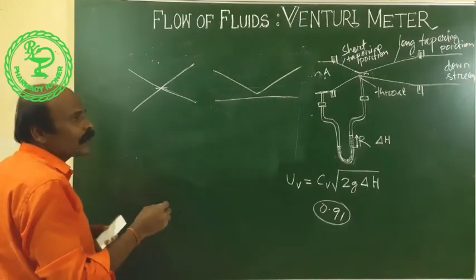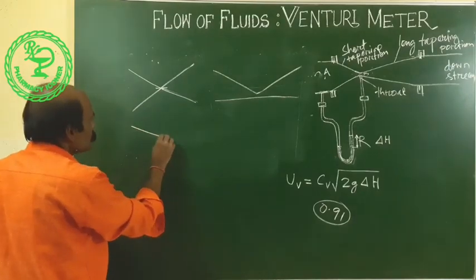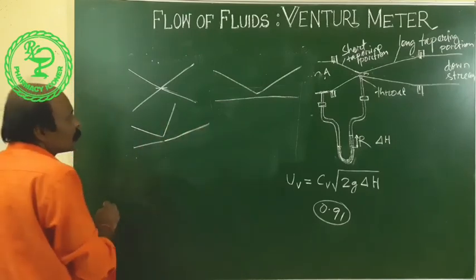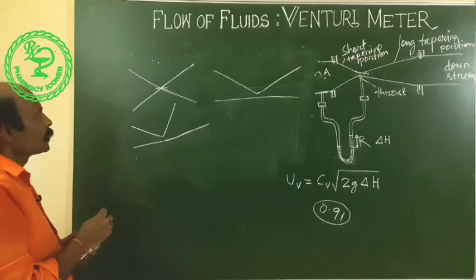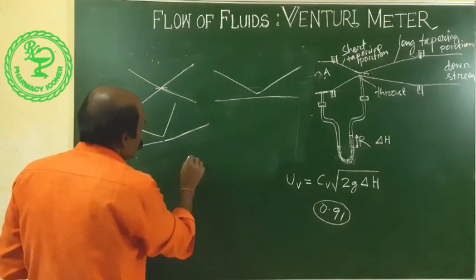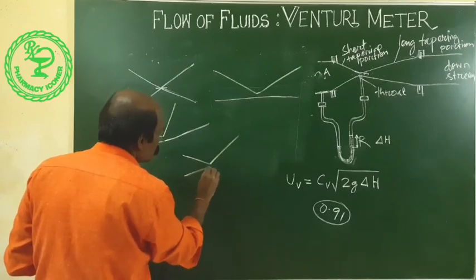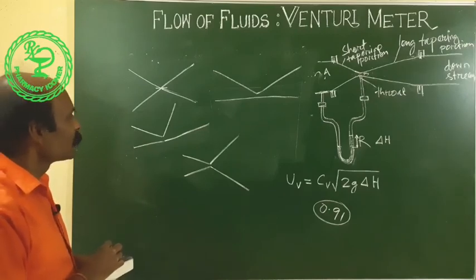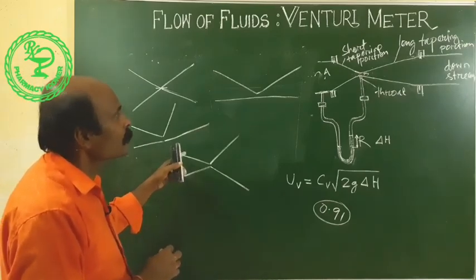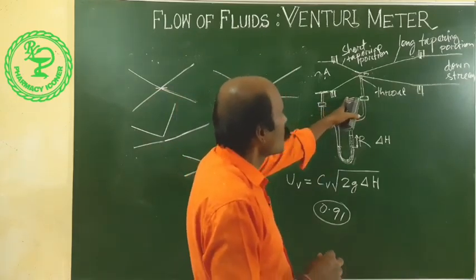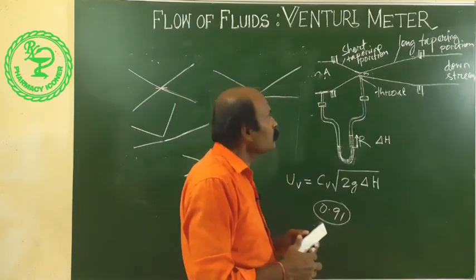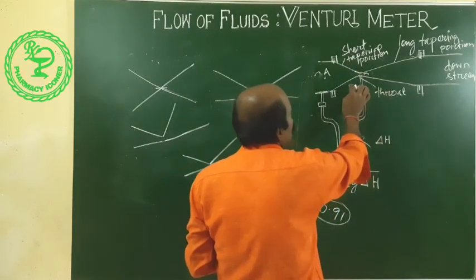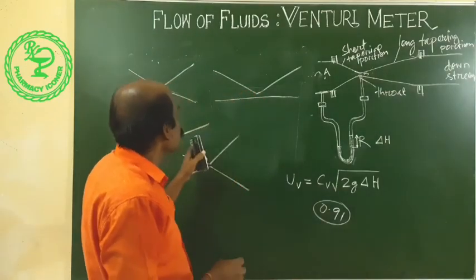Some students draw in an artistic manner, like that. Some students draw like that for easy flow of the fluid. But all these are wrong. I have shown you how to draw a venturi meter: it has a short portion and a long tapering portion. You will remember it for drawing the structure.